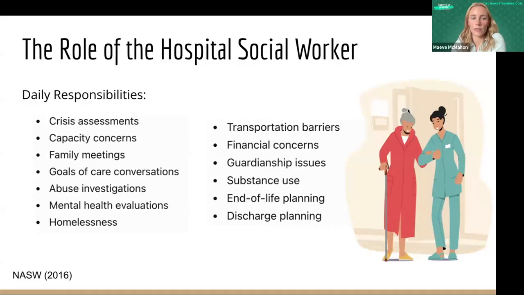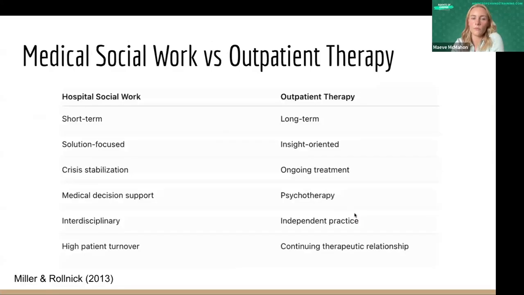Guardianship issues, again, that goes into capacity concerns. Substance use is something that a lot of us see working in healthcare because there are so many comorbidities with addiction, end of life planning, and discharge planning, which, like I said, there's a lot behind discharge planning, which is something that I have learned working in adult healthcare specifically. So we're going to talk a little bit more about that in the future.